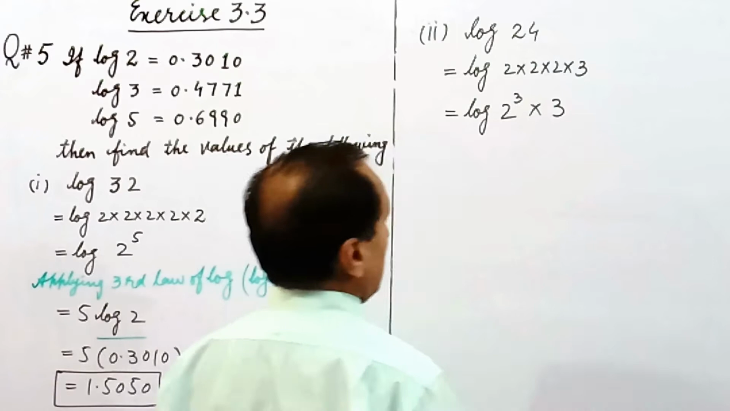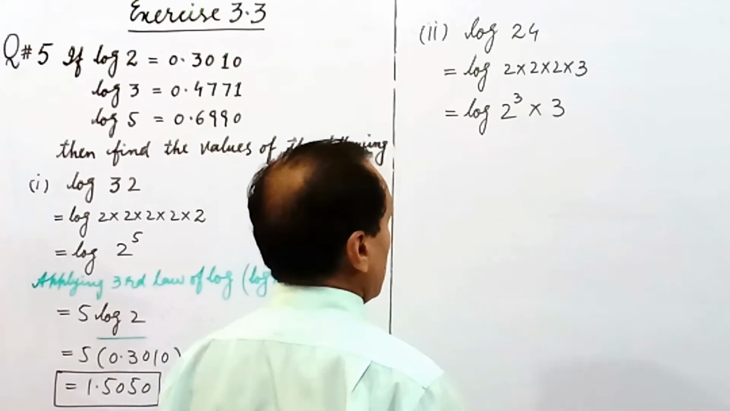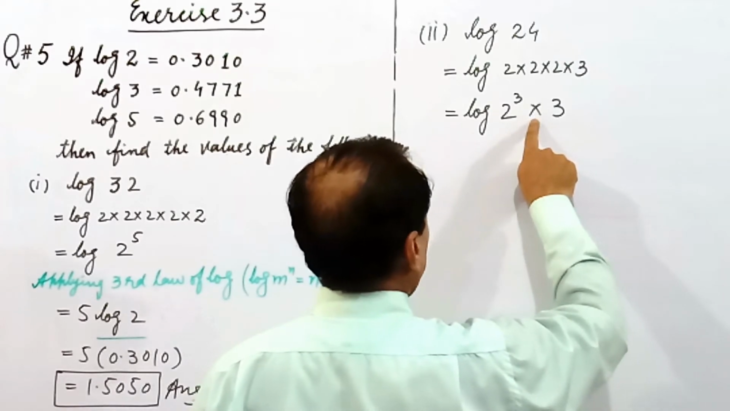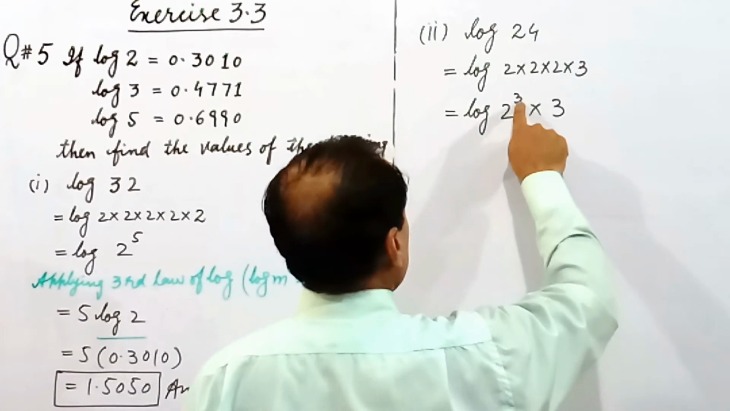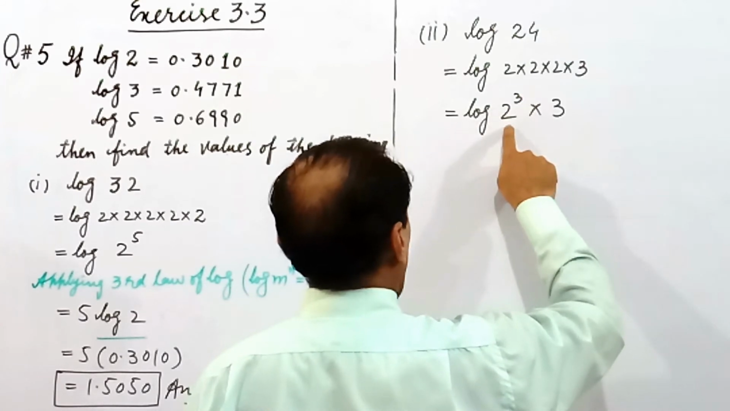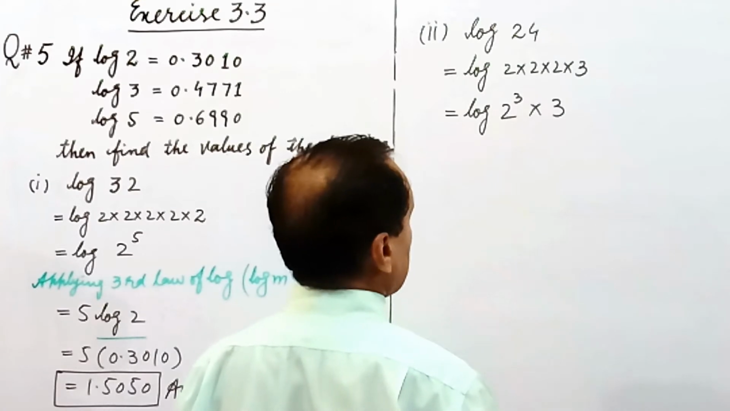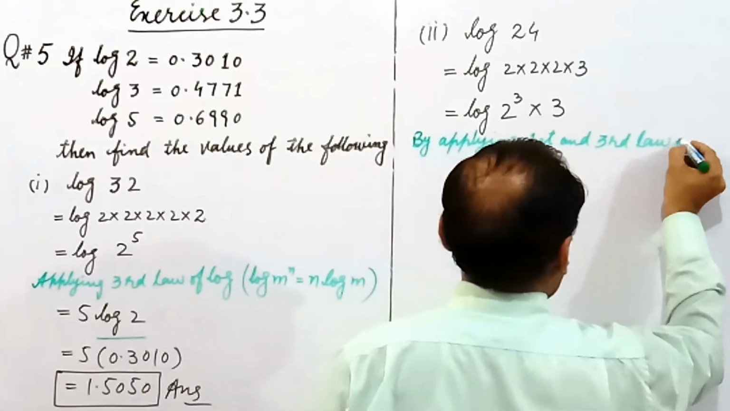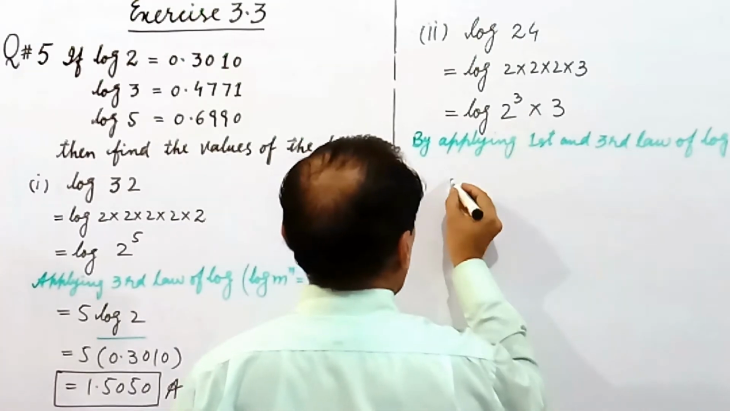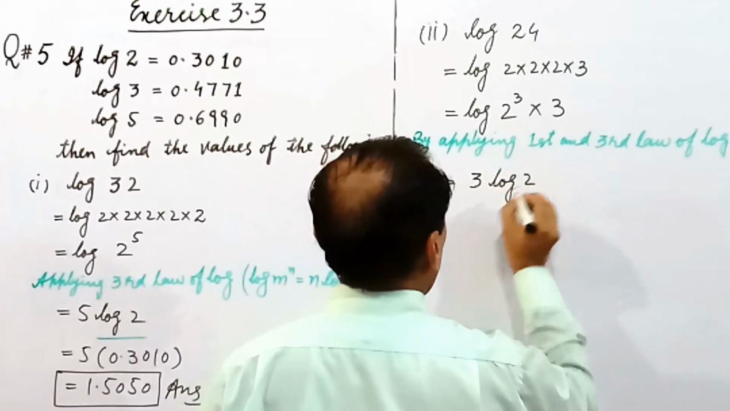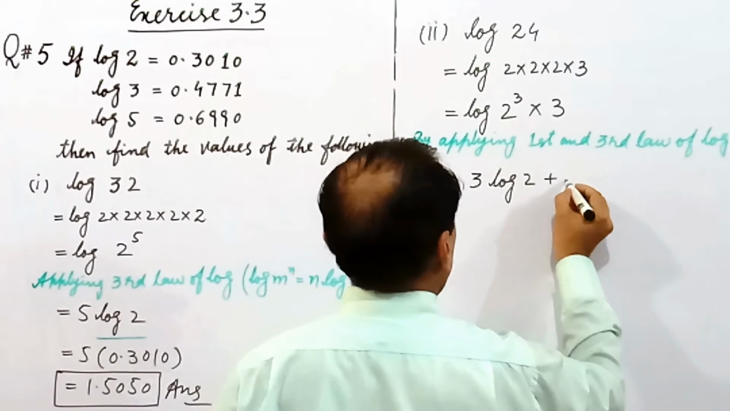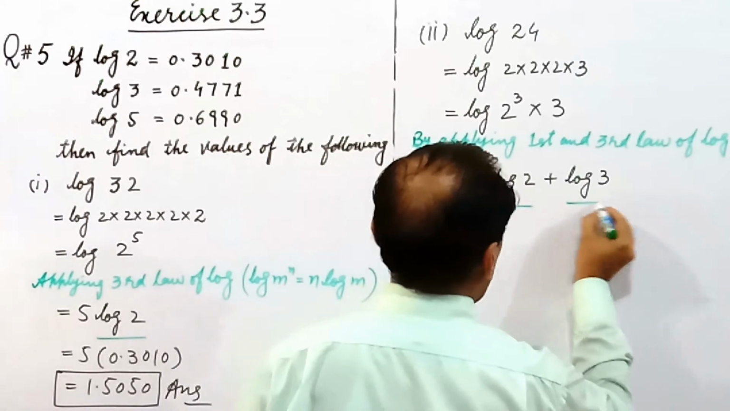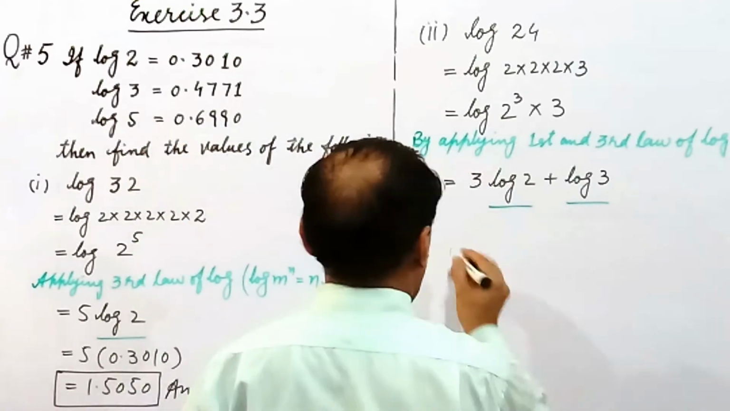Now we learn how to apply two or more laws collectively in one step. In this we observe that the values are in a product form, so we apply the first law, and there is an exponential form, so we apply the third law of log. So collectively we apply the first and third law of log. According to the third law, we write 3 log 2, and according to the first law, we write plus log 3.